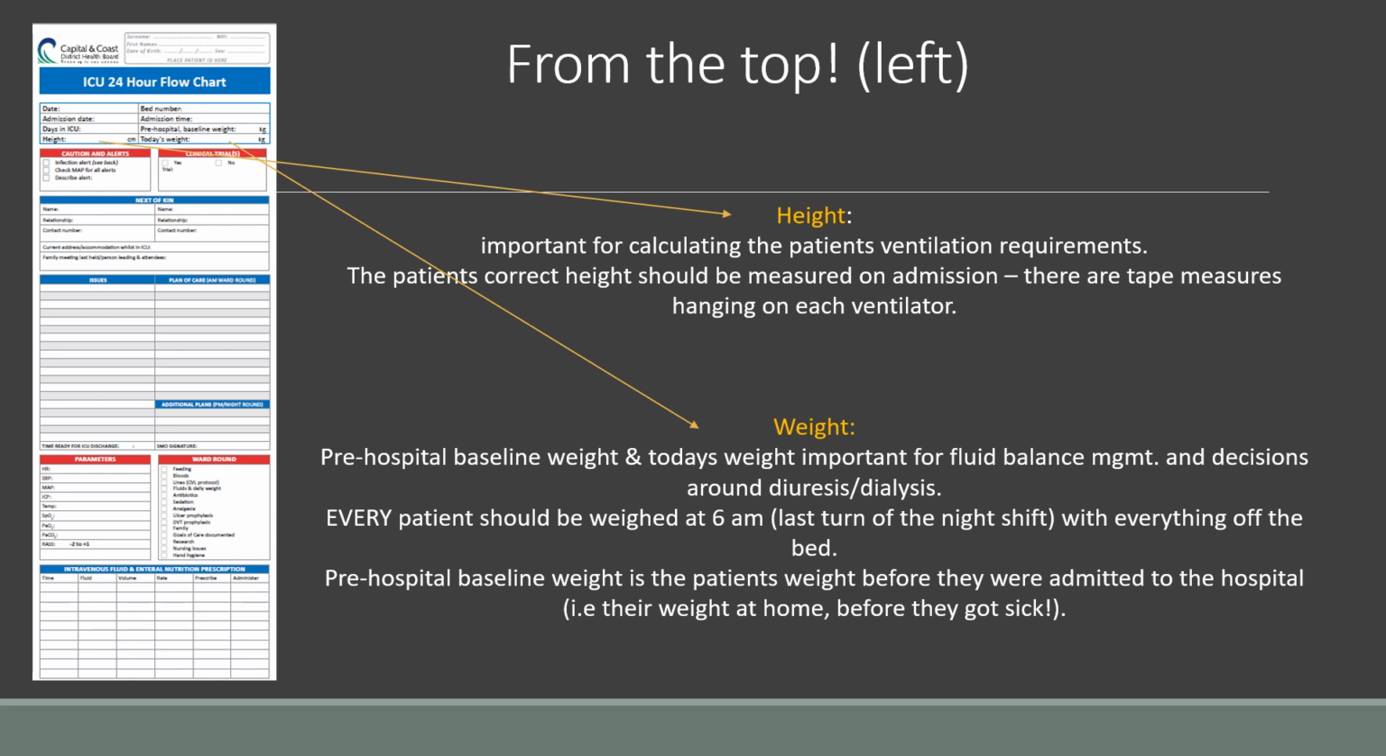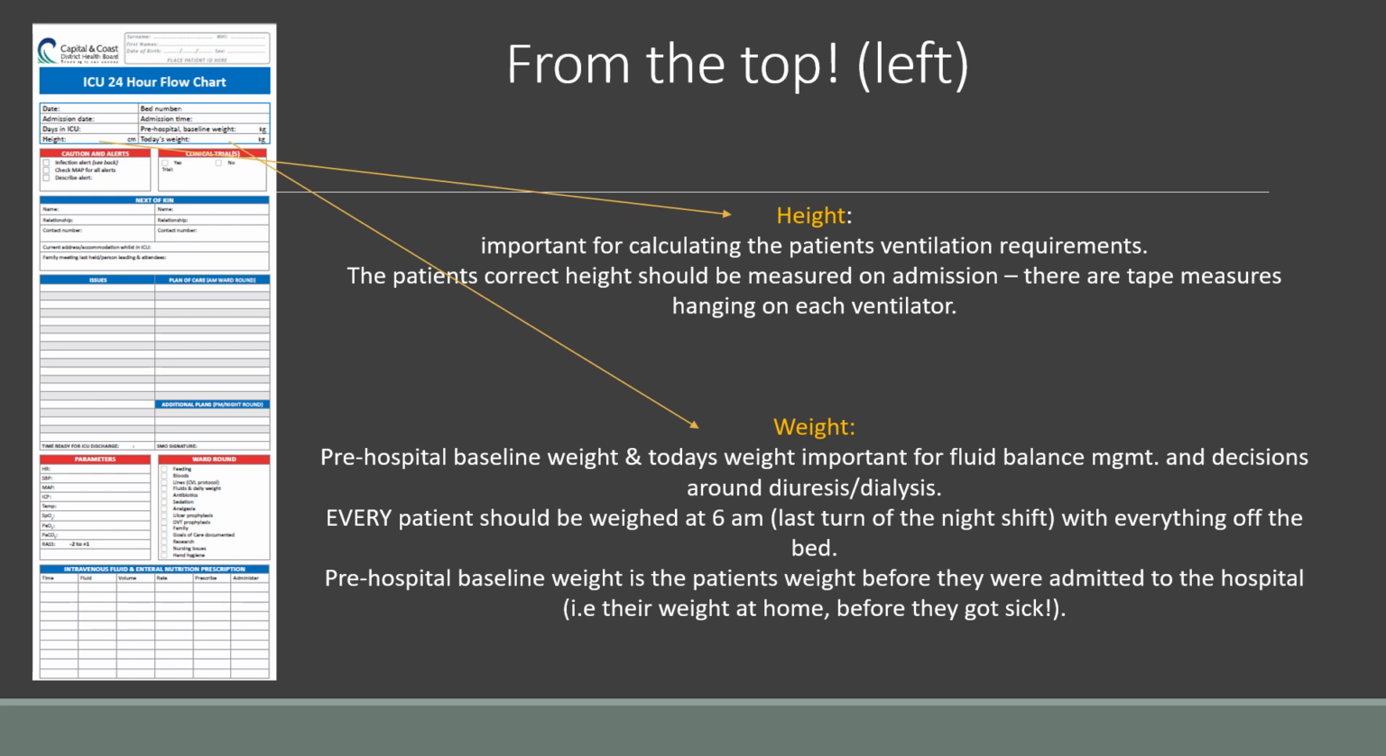Okay, so let's start from the top, or from the left, I should say. Like I've just explained, this is your patient details, the date they came in, their admission date, how long they've been here in days. Their height and their weight is incredibly important. The height we need to be accurate because that's what we put into the ventilator and how we know we're ventilating the patient appropriately.